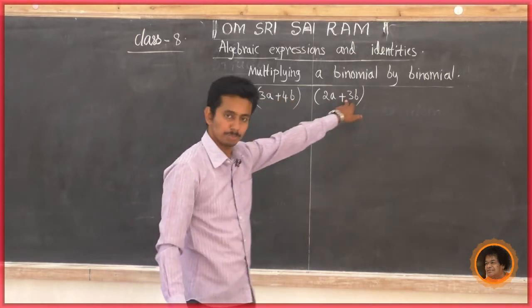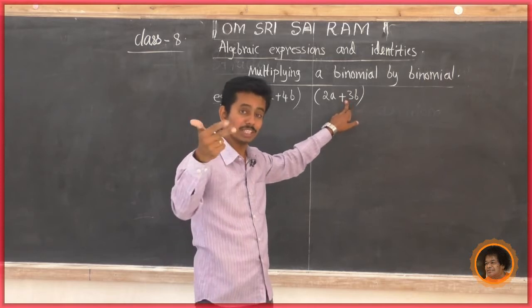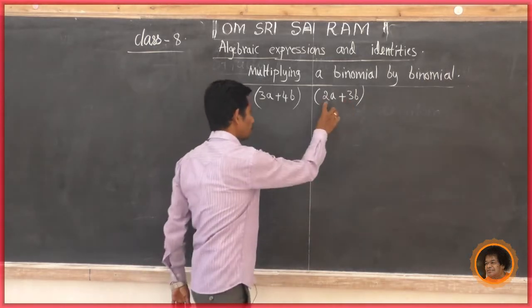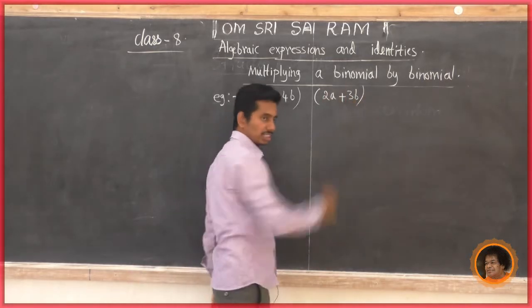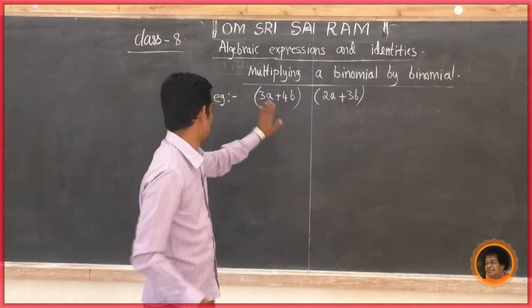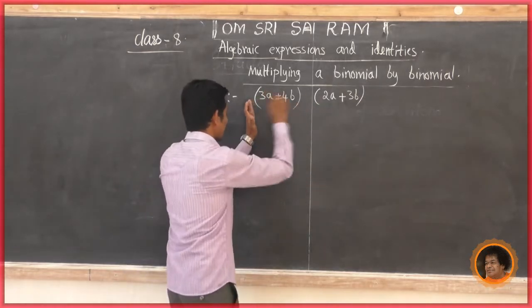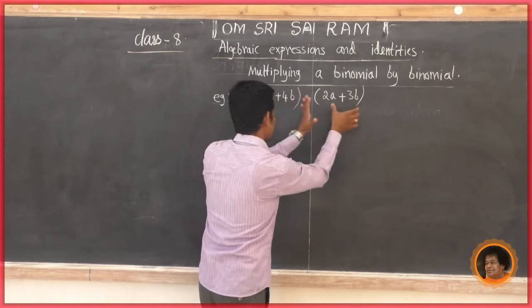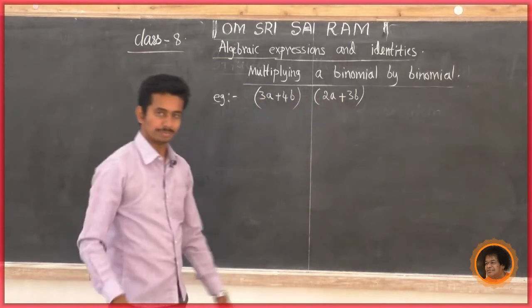Now 2a plus 3b is also a binomial. Why? 2a is the first term, 3b is another term. So we have two binomials. Now multiply. The bracket suggests we just multiply these two binomials.